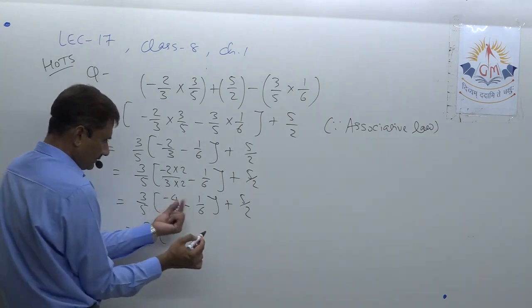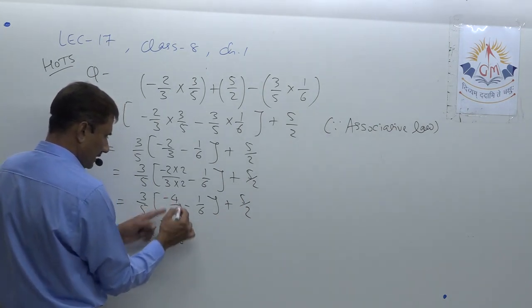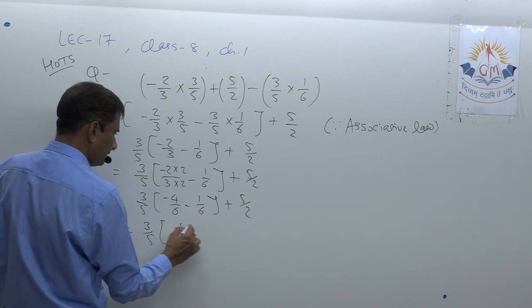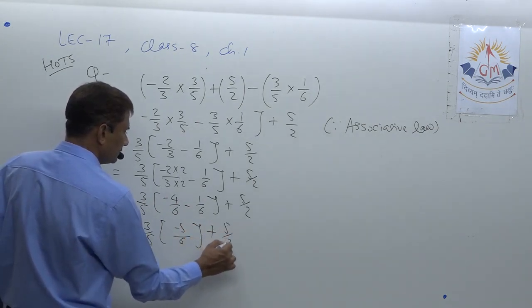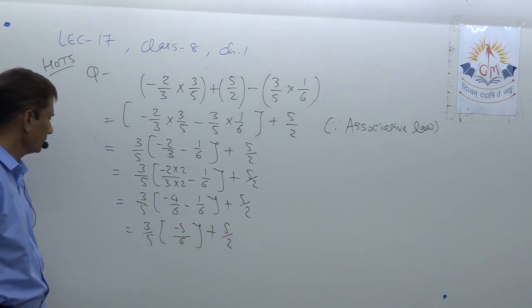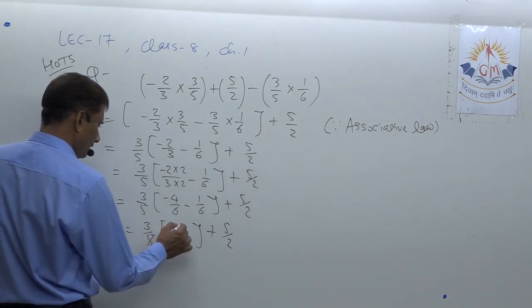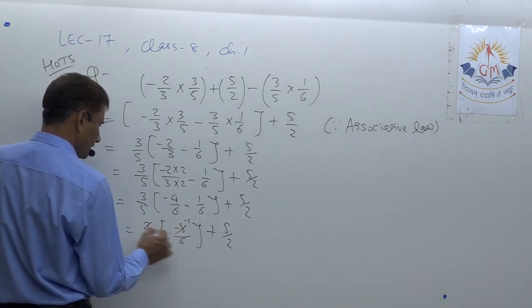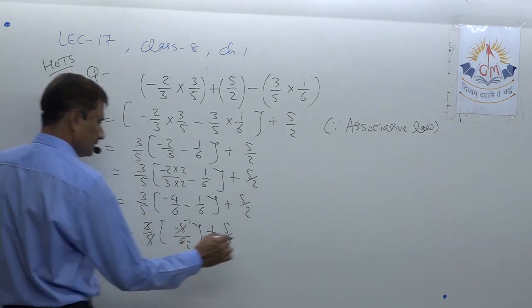Now you can add them because 6 is here. So minus 4 minus 1 minus 5 plus 5 by 2. So now 5 cancel, minus 1 left here, 3 into 2. So it is minus 1 by 2.